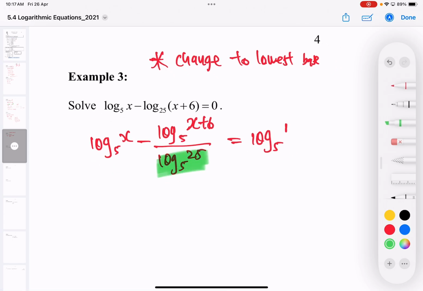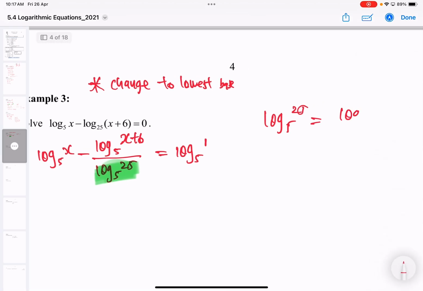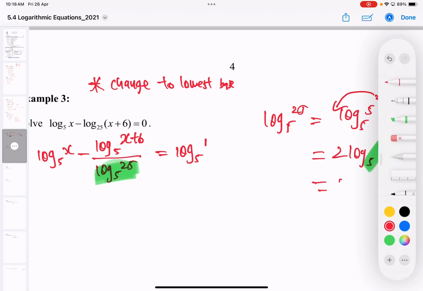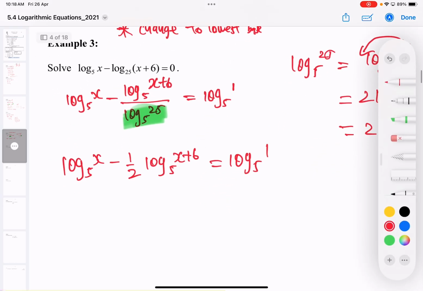The first thing first, I need to think about what this thing is. Okay, so let us do it aside. Log 5 25 can be expressed as log 5 of 5 squared, correct? I can bring the 2 down and I'll get 2 log 5 5. What does log 5 5 mean? 1. So actually this is just 2. So essentially, this gives me minus half log 5 (x plus 6) equals to log 5 1.